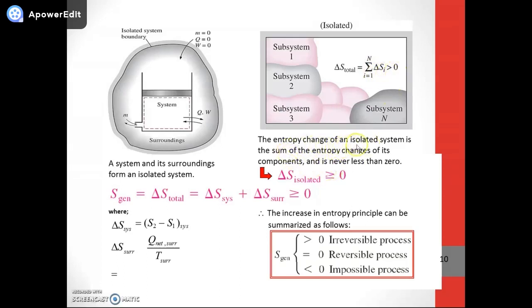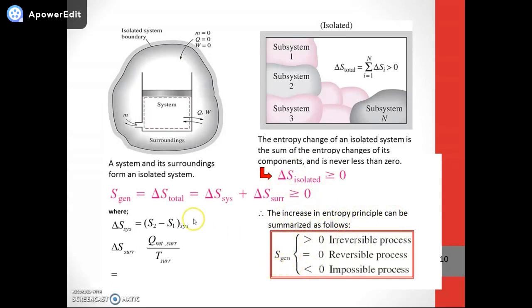The entropy change of an isolated system is the sum of the entropy changes of its components and is never less than 0. So the entropy change is always bigger than 0 for an isolated system.